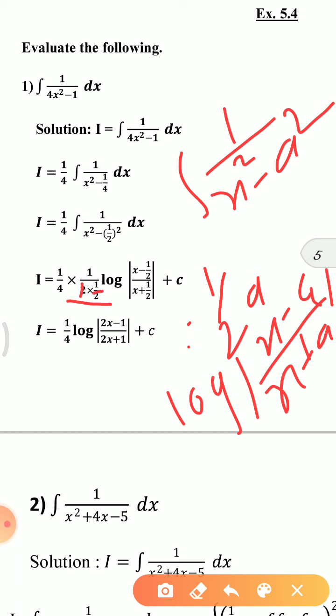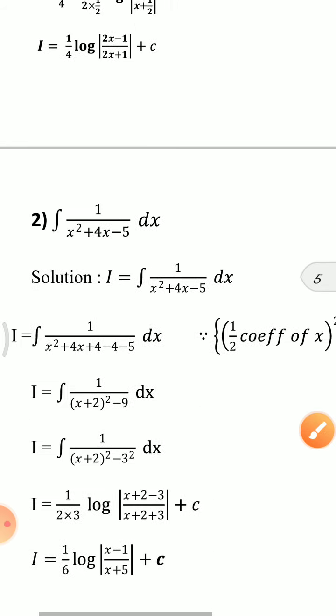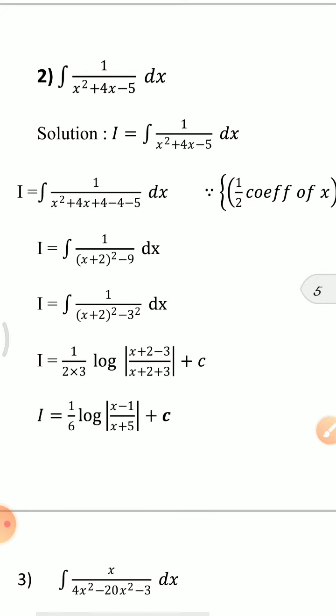This 2 gets cancelled, remaining 1/4 log of, on cross multiplication, (2x minus 1) upon 2, (2x plus 1) upon 2. The 2s get cancelled, remaining 2x minus 1 upon 2x plus 1 plus c. That means the integration of 1 upon 4x square minus 1 dx is equal to 1/4 log mod of (2x minus 1) upon (2x plus 1) plus c. Okay, see the next question, question number second.